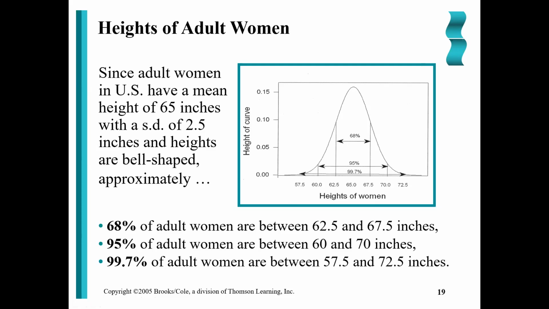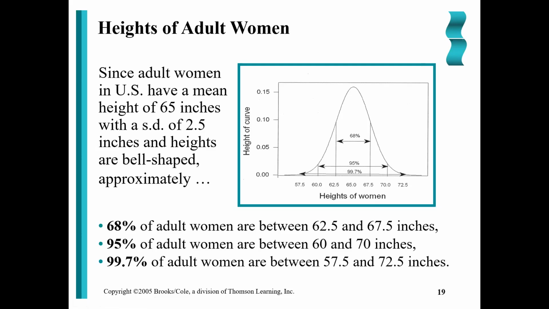All right, did you understand that reasoning I just said? 100% under the curve, 100% of the heights. I wanted to know what percentage is bigger than 70. Well, between 60 and 70 is 95%. 100 minus 95 is 5%.